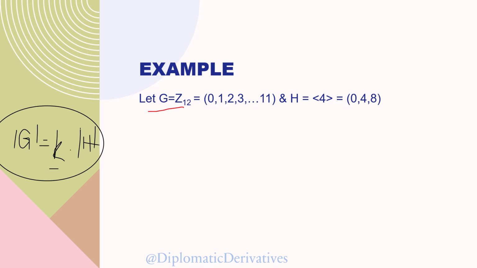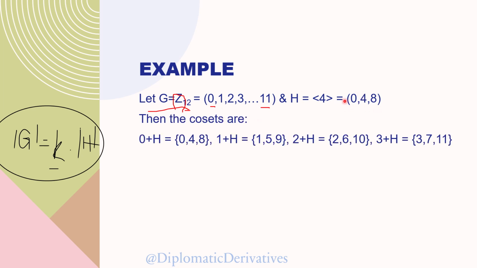So let G equal Z12. Z is integers and 12 is the number of elements, as in till where it goes. So it starts from 0 till 11, which makes the number of elements 12. Okay, and H is generated by 4. So 4 is one of the elements inside Z12, right? And it is generated by 4, so that will be 0, 4 and 8. This is one of the subgroups. So this is the main group and this is the subgroup.